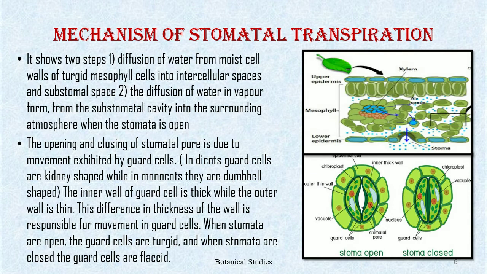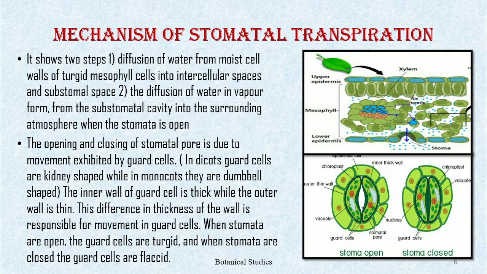Mechanism of stomatal transpiration. It shows two steps: first, diffusion of water from the moist cell wall of turgid mesophyll cells into intercellular spaces and substomatal spaces, and second, the diffusion of water in vapor form from the substomatal cavity into the surrounding atmosphere when the stomata are open. The opening and closing of the stomatal pore is due to movement exhibited by guard cells.